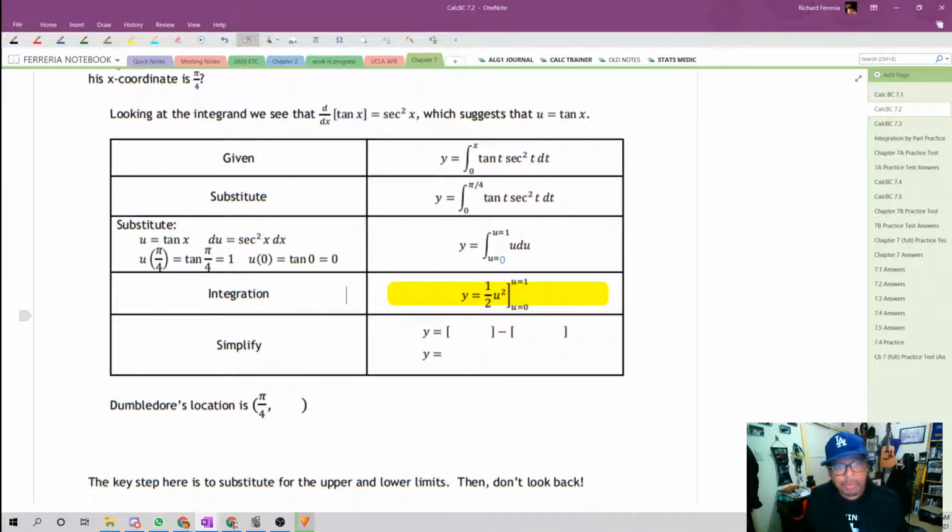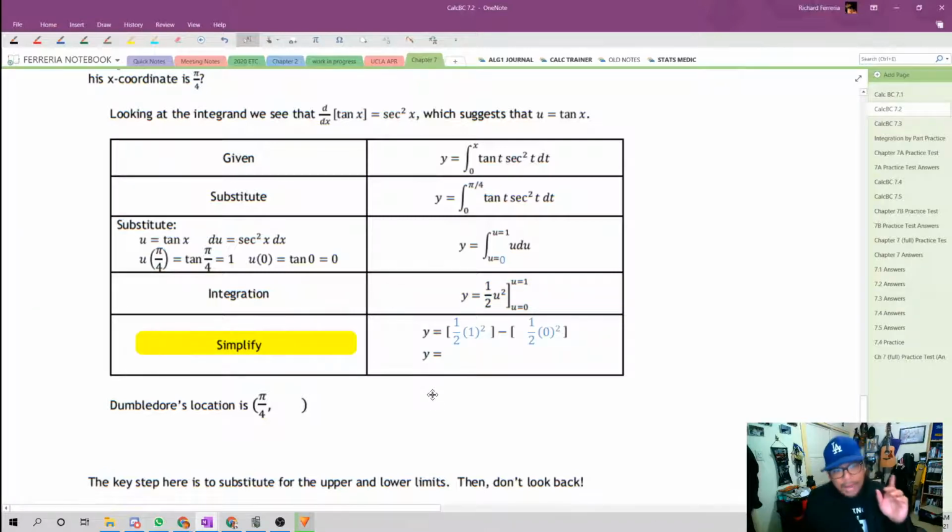The next thing to do, of course, is to substitute. Remember, we're not going back to x. We're just keeping this problem the way it is because everything is in terms of u already. So we have 1/2 of 1 squared minus 1/2 of 0 squared. That's just 1/2. And so Dumbledore's location is pi over 4 and 1/2.